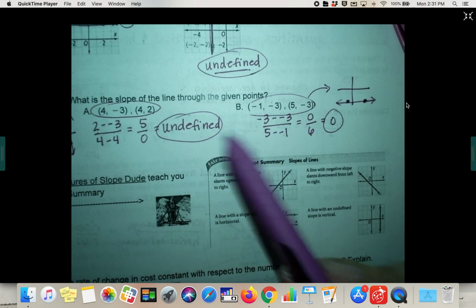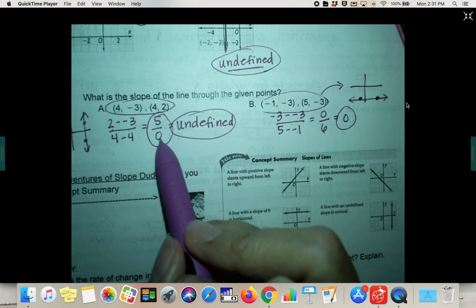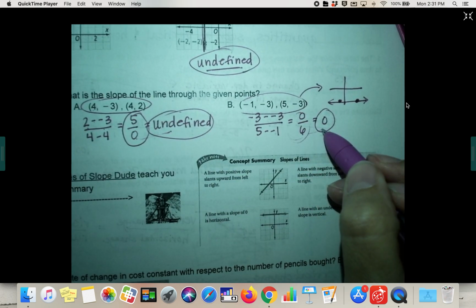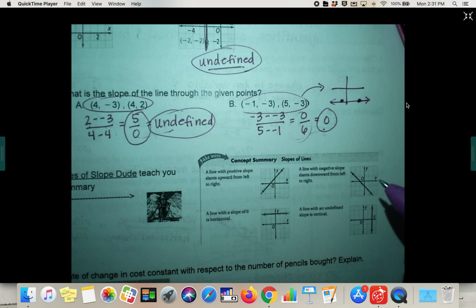So please know the difference: when you are dividing by 0, it's undefined, and when it's 0 divided by any number, it is 0. And if you're not sure, just put it in your calculator or do a quick sketch and see what it would be.